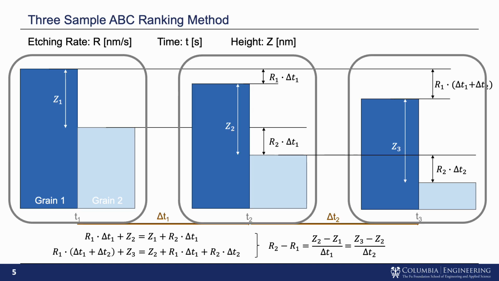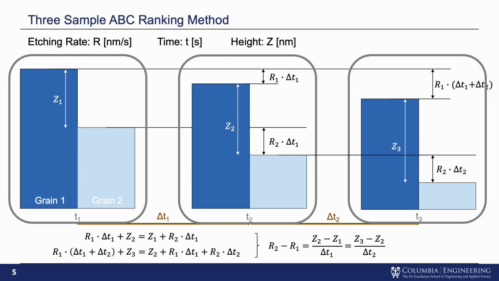Here I first introduce the 3-sample ABC ranking method, which was the initial attempt to extract orientation-dependent etching rates. The basic idea is to assume that different grain orientations etch at different rates, which leads to height differences between grain plateaus after etching. If we check the same relative height differences after an additional etching time delta t, we can write the height evolution in terms of etching rate r, time t, and height z. Under this assumption, the relative height change between the two grains should scale linearly with etching time.